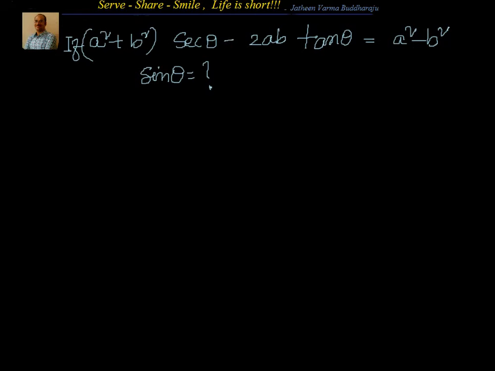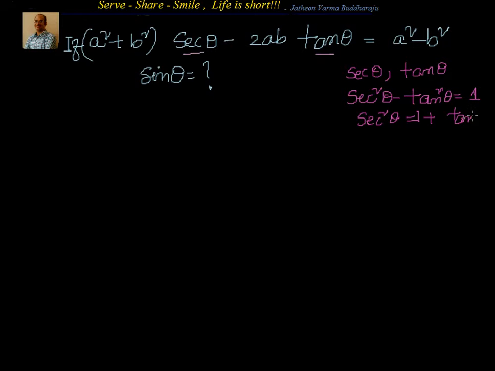Now how to solve this problem? First let us see what are the trigonometric ratios we have in the problem given. We see that there is secant theta and there is tan theta, and we also know the relation between secant theta and tan theta. We know that there is a Pythagorean identity which says that secant square theta minus tan square theta equal to 1, or secant square theta is equal to 1 plus tan square theta. We know that.